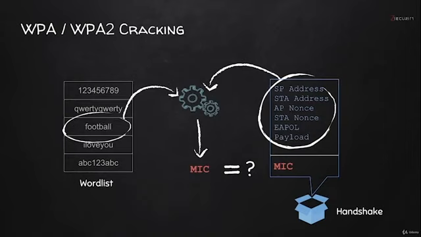And it'll keep doing this through all of the passwords in my word list. If any of them generates the right MIC, then this is the password for the network. Otherwise, we won't be able to get the password. That's why the success of this attack really depends on your word list. So let's see how to do this in practice.